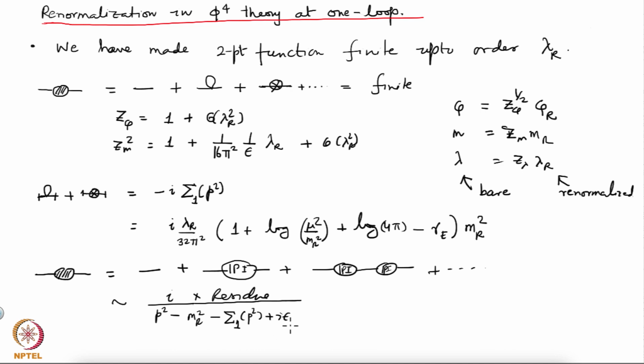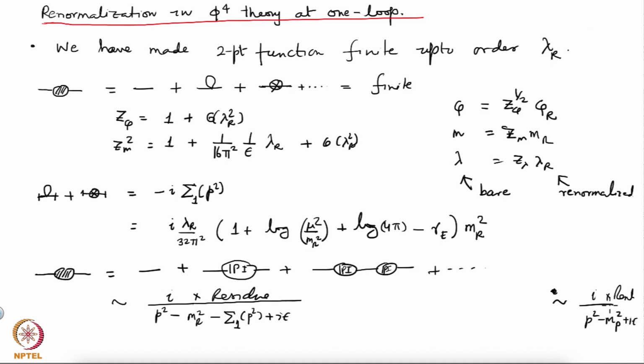So I should look at where the denominator is 0. So what is the value of p square for which this is 0, and that value of p square is the physical mass square. Okay, because that's the structure, right? You know, it has to go as i over some residue times p square minus m physical square.